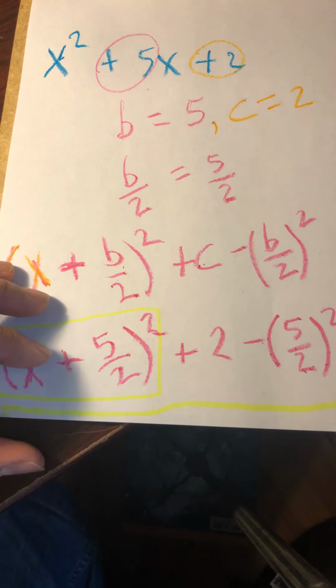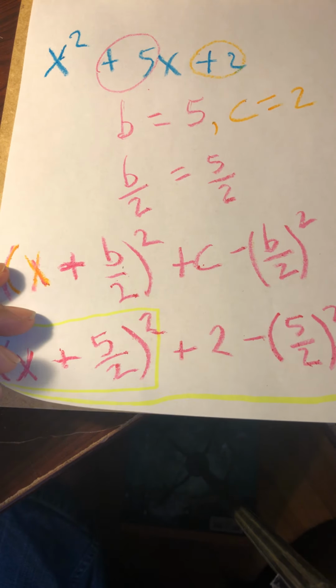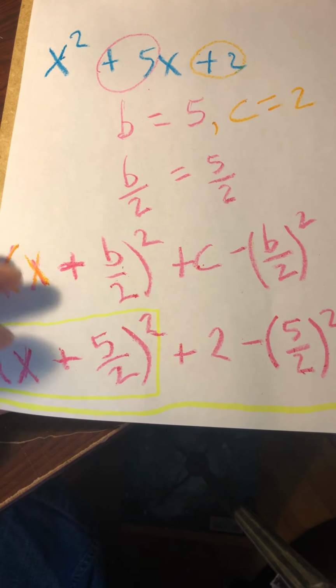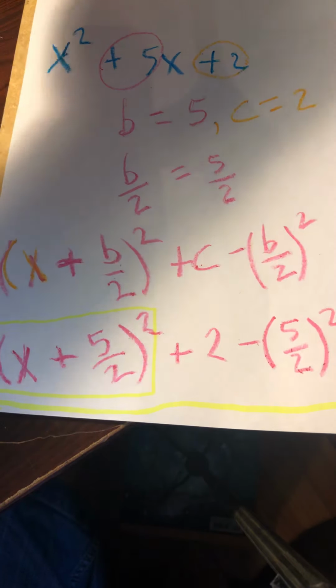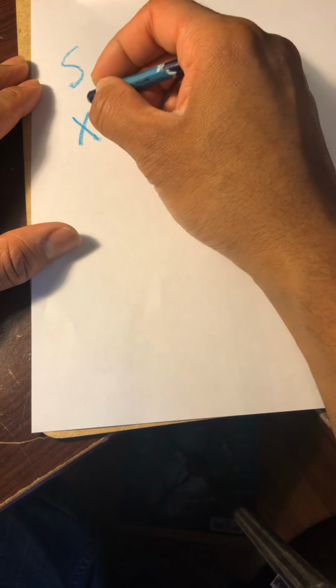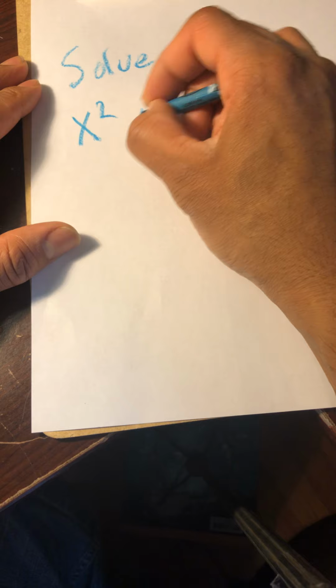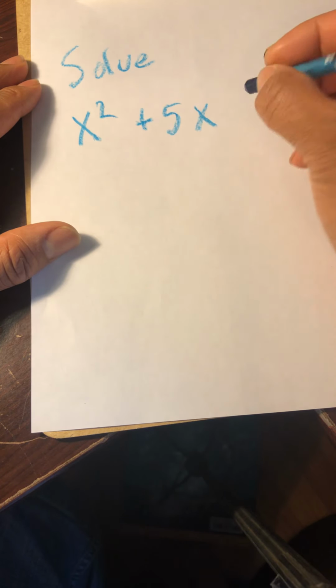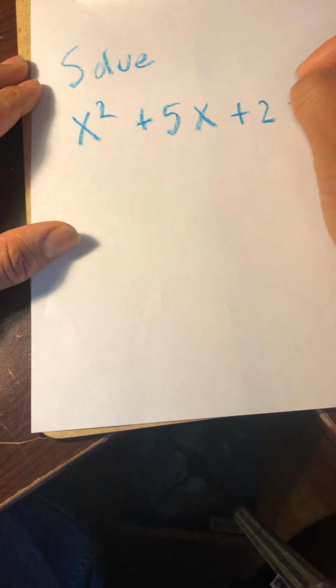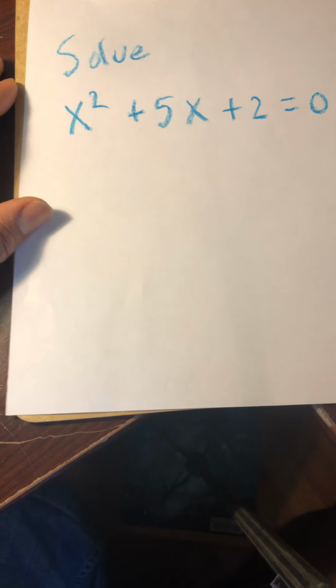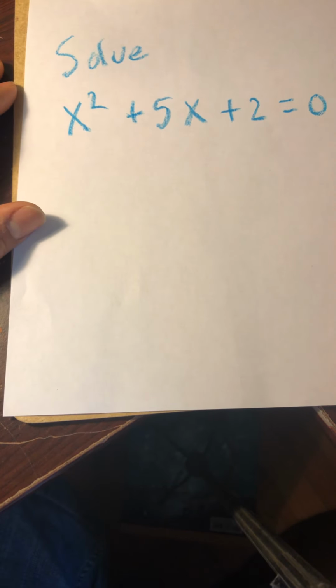All right, so now I'm going to solve a problem using what we just did a while ago. So let's suppose you are asked to solve the quadratic equation. After having completed the square, you are asked to solve x squared plus 5x plus 2 equals 0. In fact, it could be any number. I'm just using 0 here. I could put any number at the right.